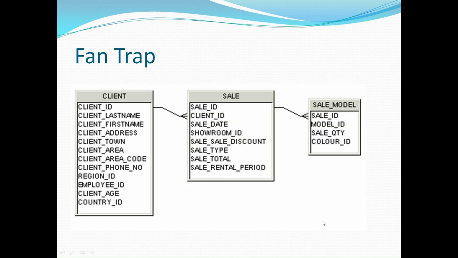If I talk about fan trap, this ID is joined with sale ID, client ID, and sale date. And then this is joined with sale ID and model ID.